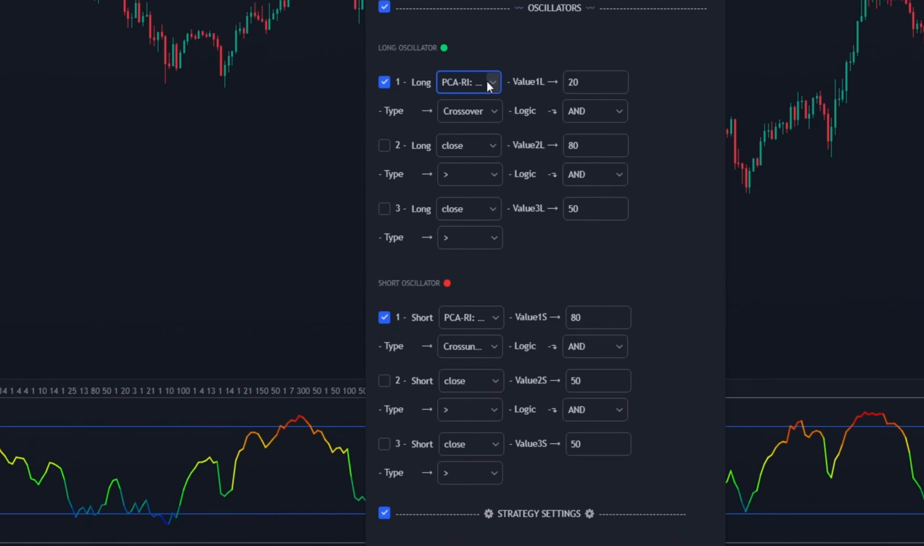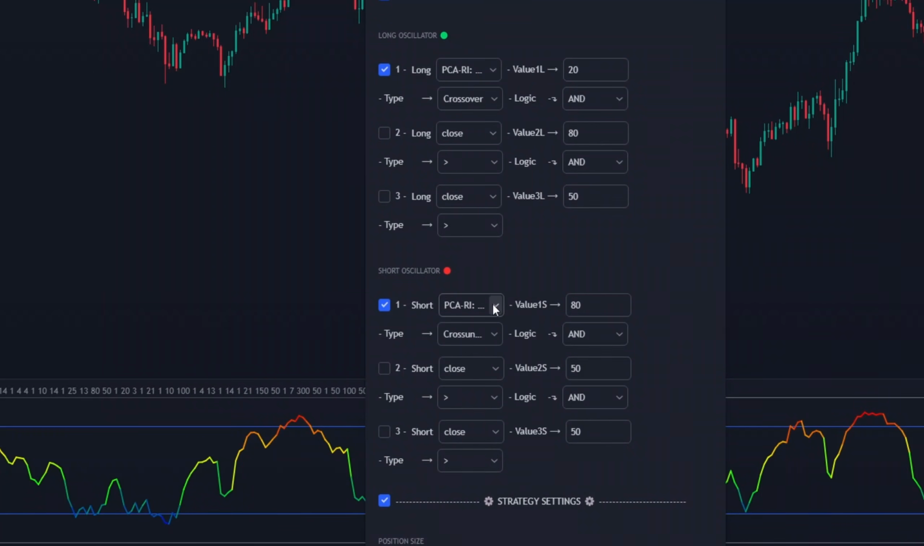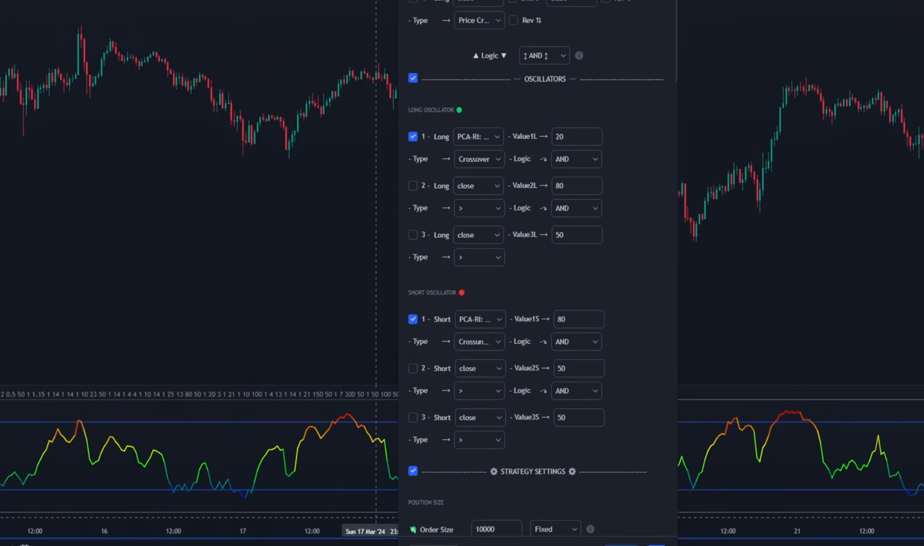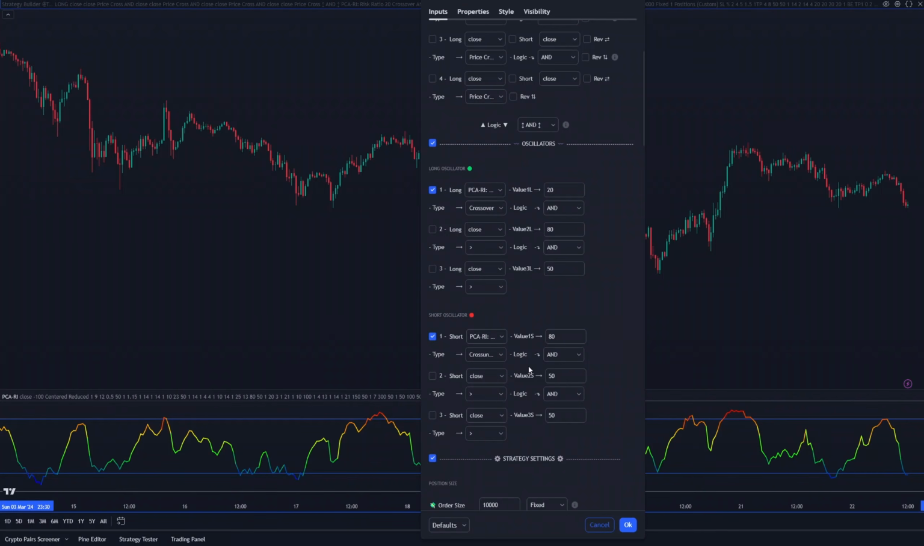And we want to go long when the risk ratio crosses over the 20 level, because we want the indicator to exit from oversold situation. Whereas we go short when the indicator crosses under the 80 level, meaning that the indicator exits from overbought situation. And that's it. As you can see, in just 30 seconds, we transform an indicator into a strategy.